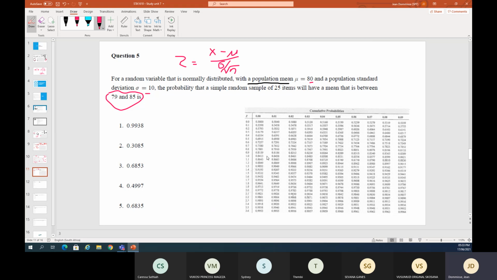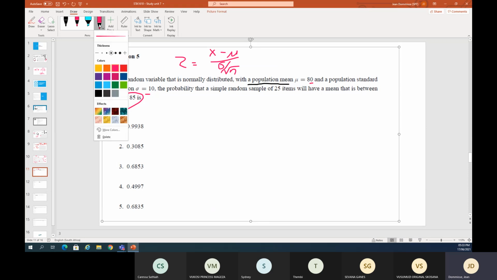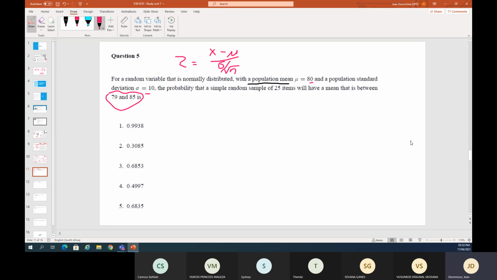So let me take this away first. I can always bring it back now again. So let's just do this one. We are going to need to work out two numbers, two Z values, and then work out the probability between those two Z values. So let's just get the one sorted out first. So let's work with that one.